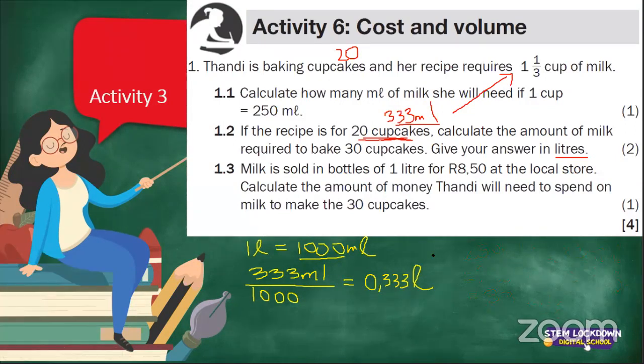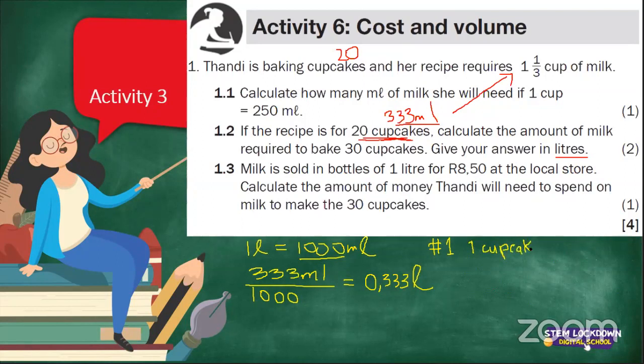Okay, for this one, it's best to use cross multiplication, right? I'll give you two ways. Method one: you can either ask, how much milk will I need for one cupcake? For one cupcake, this is the first method.